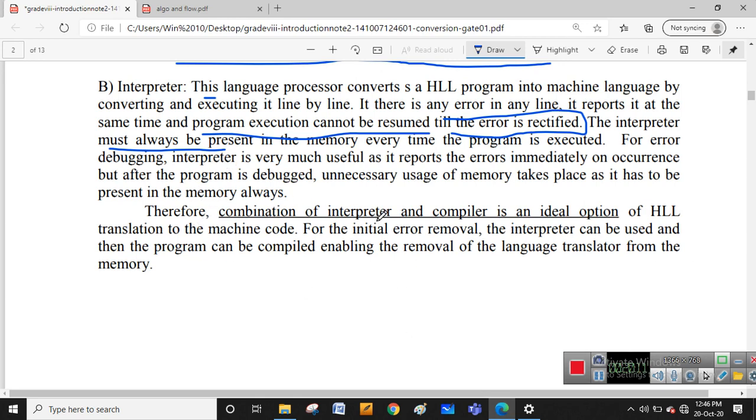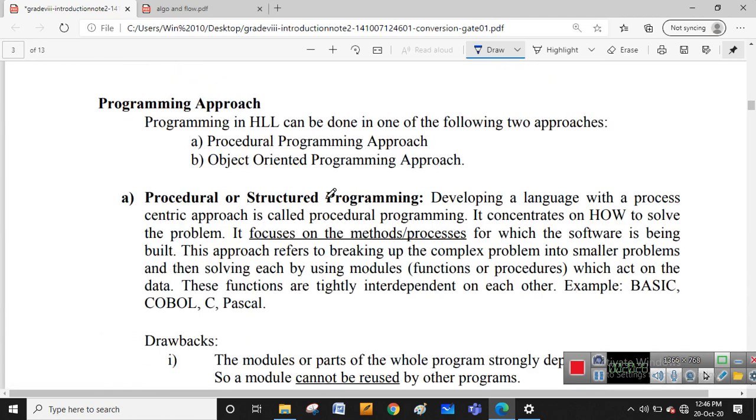Therefore, a combination of interpreter and compiler is an ideal option for translating high-level language to machine code. For initial error removal, an interpreter can be used and then the program can be compiled, enabling the removal of the language translator from the memory. A programming approach I told.